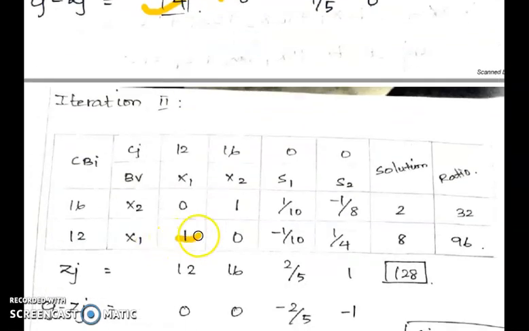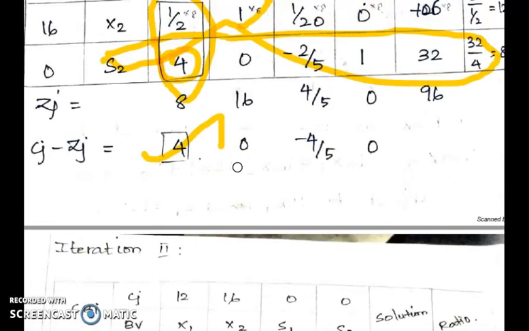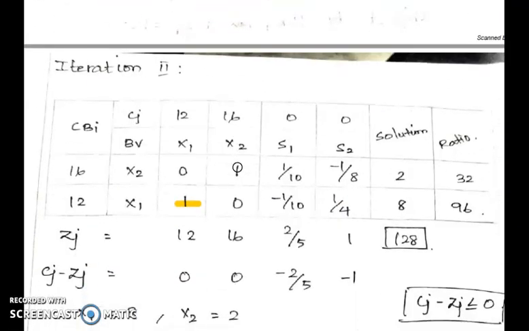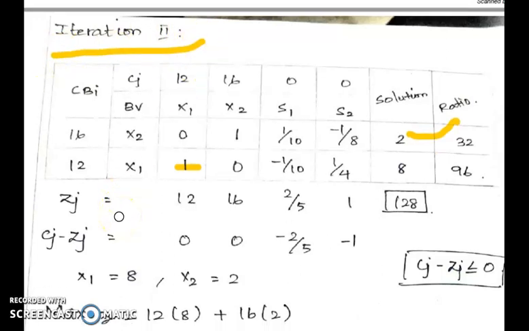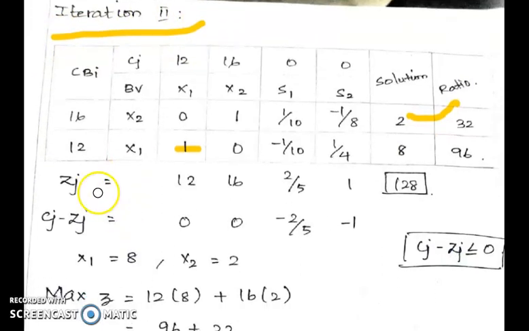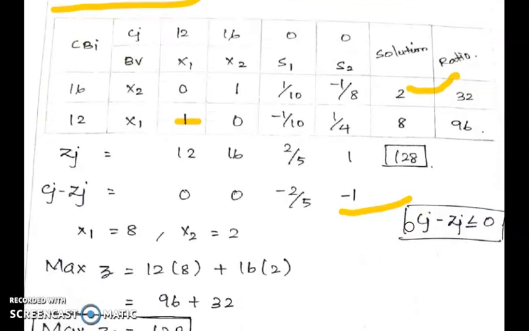We get 1, 0, minus 1 by 10, 1 by 4, 8, 96. In the corresponding column we have 1 by 2, so we multiply with the formula and get these values. This is iteration 2. Again we check the net evaluation, Cj minus Zj: 0, 0, minus 2, minus 1, 5. All the values should be less than or equal to 0. Then the given problem is optimum.